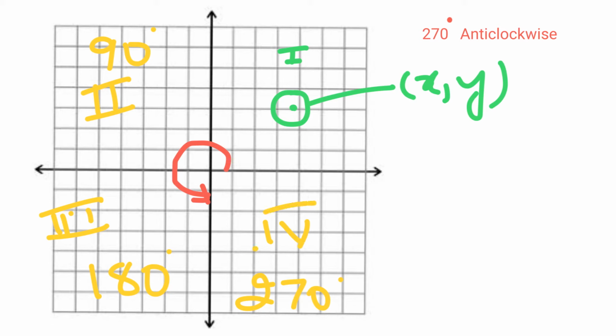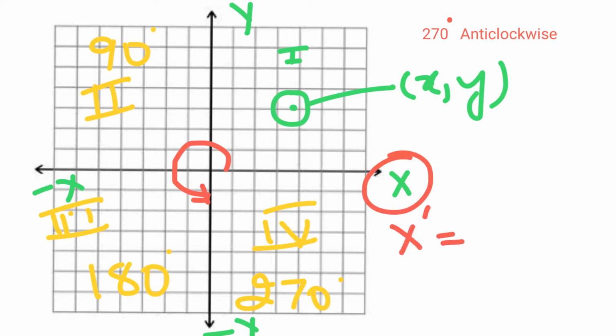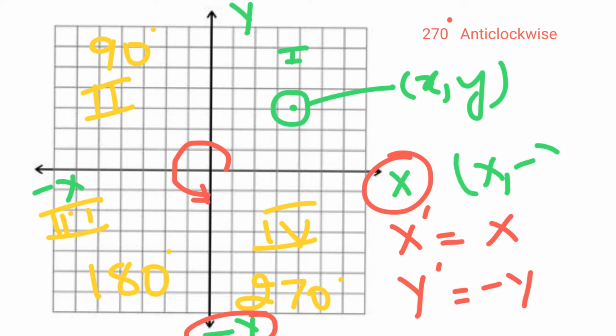fourth quadrant. In the fourth quadrant, let's mark the x-axis and y-axis. So x and negative x, y and negative y. So now what is the new x coordinate in the fourth quadrant? Correct, that is positive x. And what is the new y coordinate? That is negative y. So negative y. Hence the new coordinate points would be x comma minus y. I hope this is clear as well.